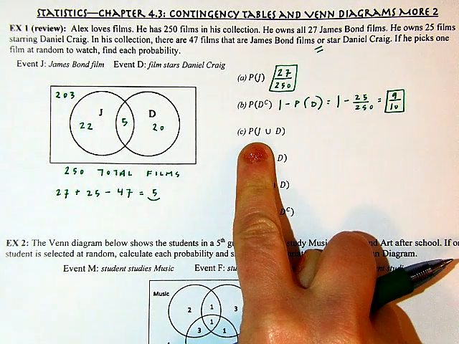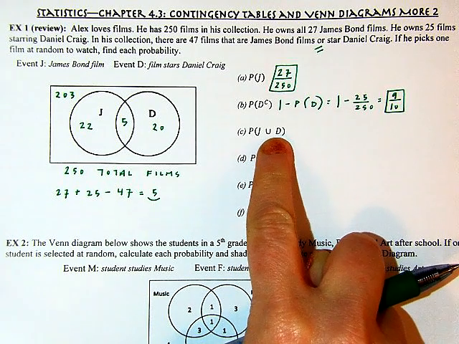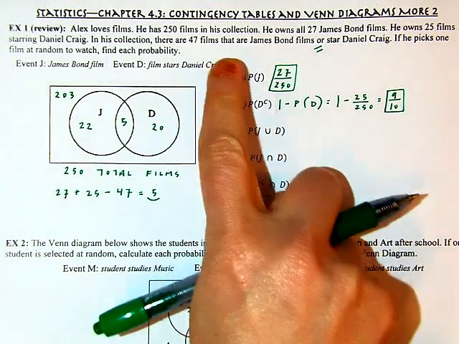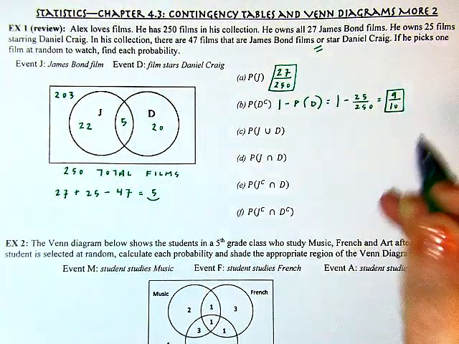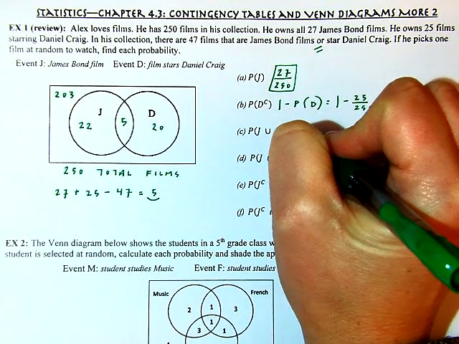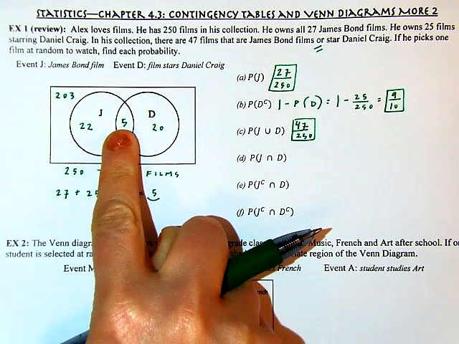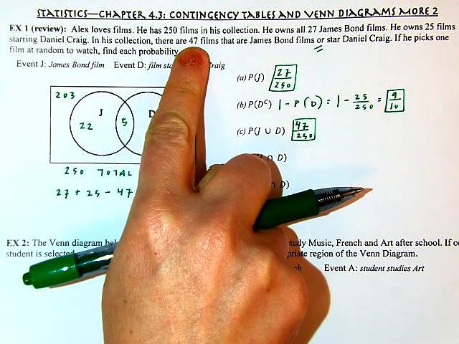Okay, next, here it's saying James Bond or Daniel Craig. So we're saying it could be either one of these things. We already were given that in our setup. We know it's the 47 out of 250. And I can double check it, right? If I add the 22, the 5, and the 20, it gets me back to that 47 right here.